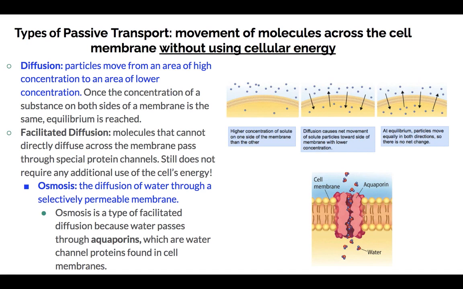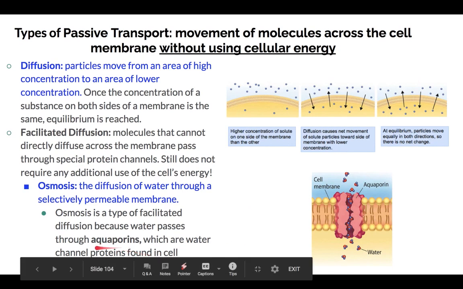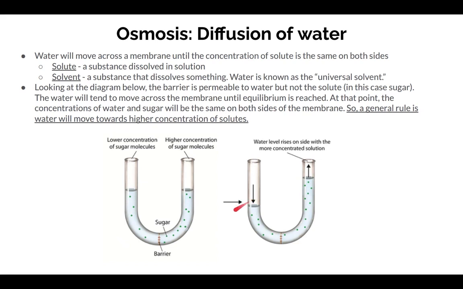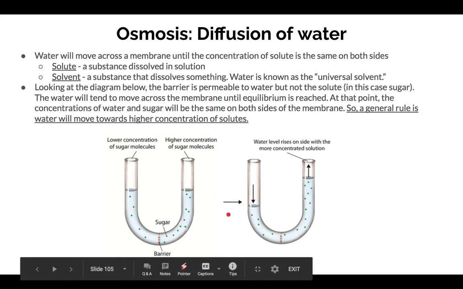Osmosis is the diffusion of water through a selectively permeable membrane. Osmosis is a type of facilitated diffusion because water passes through aquaporins, which are protein channels for water. So osmosis is just the diffusion of water.